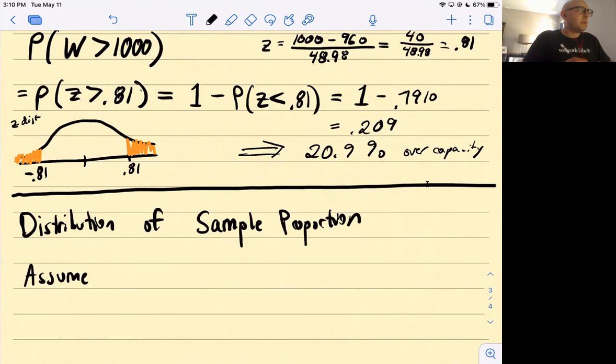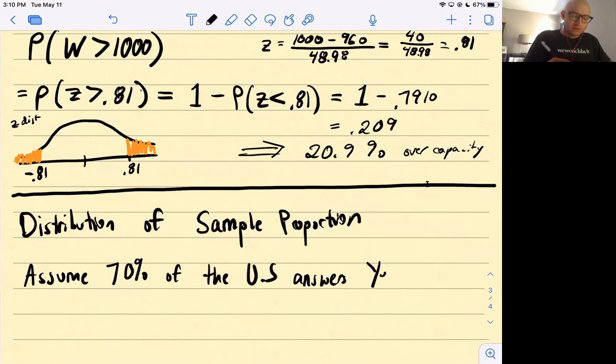So assume that 70% of the US answers yes to the question, so a yes or no question. The question is, is pizza your favorite food? And it's a yes or no question. It's not like what's your favorite food or list your top 3 favorite foods. It just said, is pizza your favorite food?